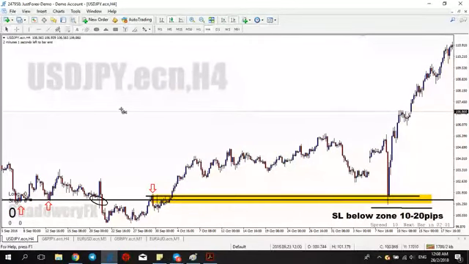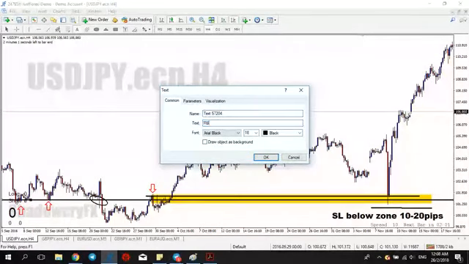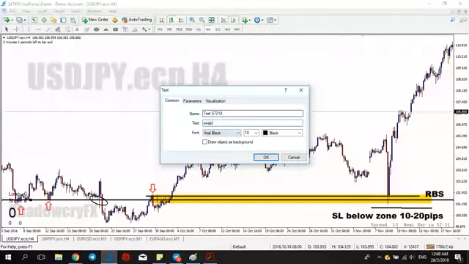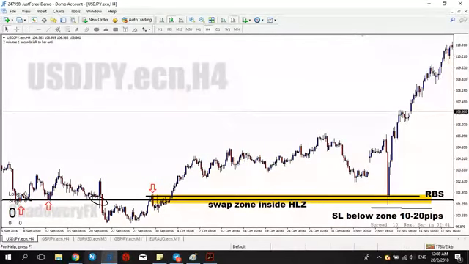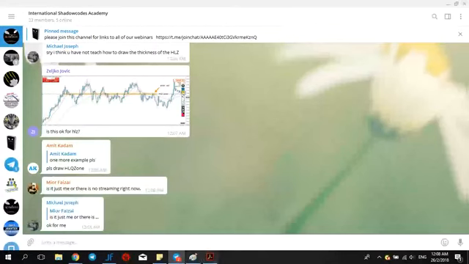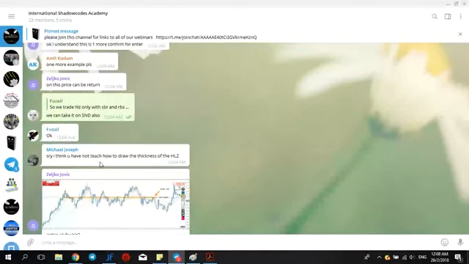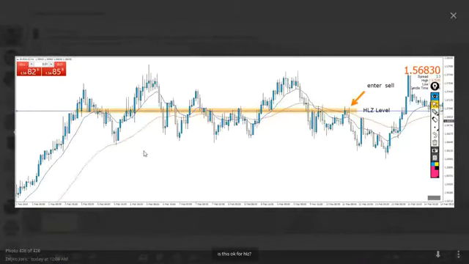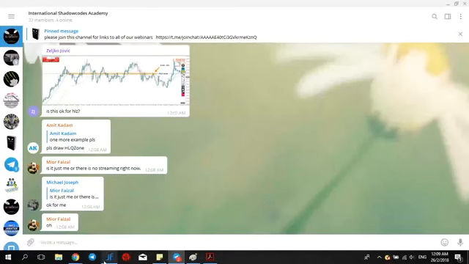Okay, this is our RBS, and this is our swap zone. Swap zone inside the shelter. Please draw the shelter one more time. Sorry, I think you have not taught how to draw the thickness of HLZ. Yes, this is an HLZ. This is the correct one. Can we teach you one more time?